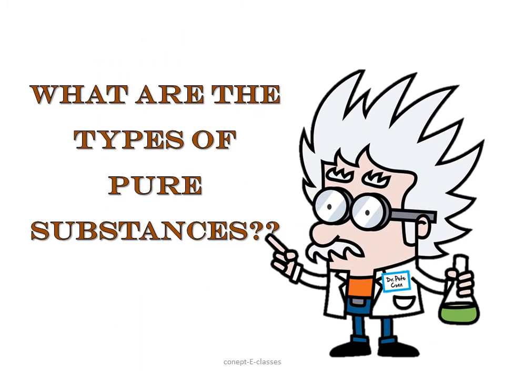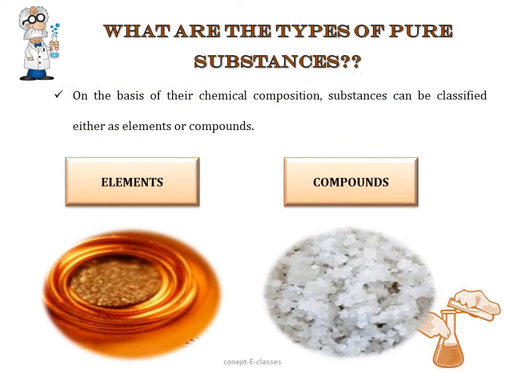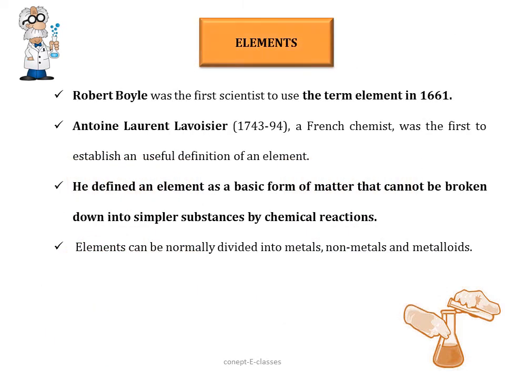Now let's see what are the types of pure substances. We already studied what a pure substance is. On the basis of chemical composition, substances can be classified either as elements or compounds. So let's understand more about elements and compounds. First, let's see about elements.